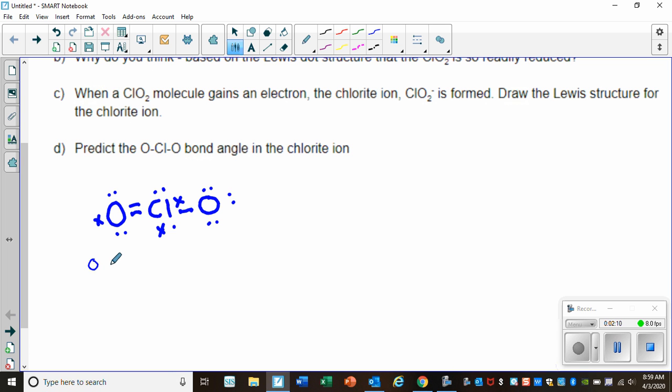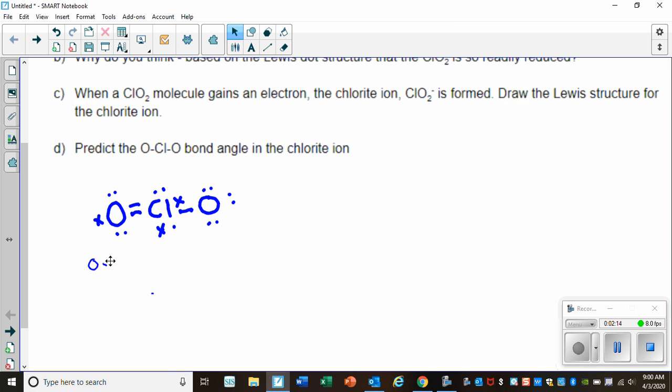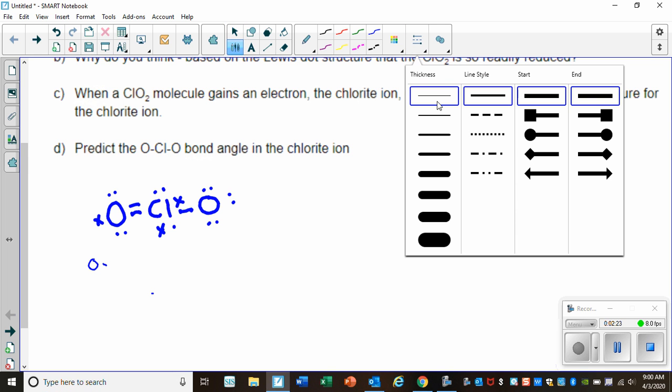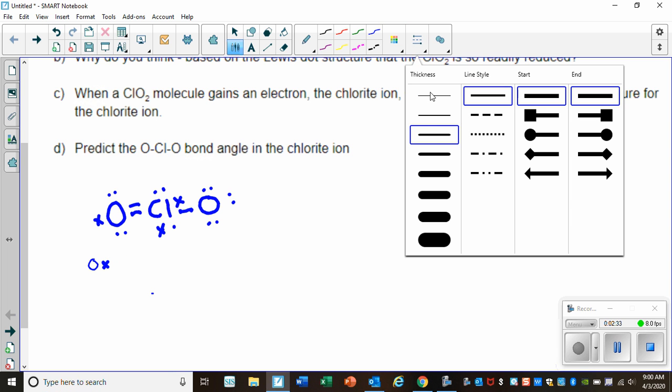So for this oxygen, oh no, I don't want to do that. So for this oxygen, and now it's not a pen anymore. Boom. Still getting used to this. There we go. So here, why do you not work?